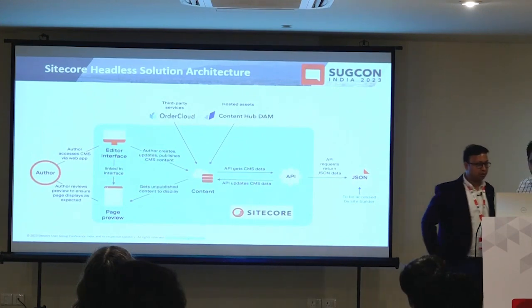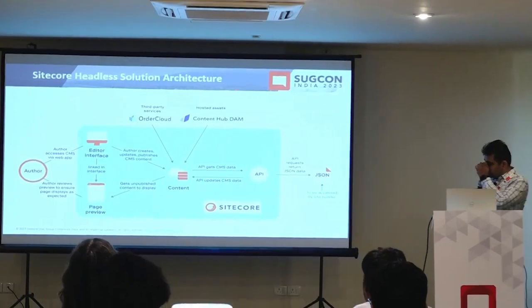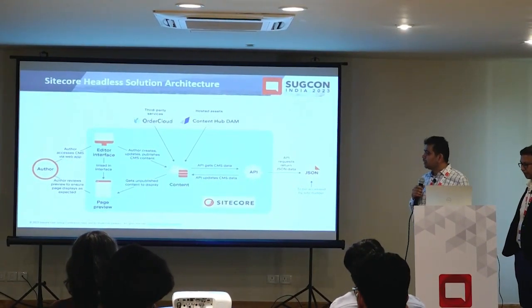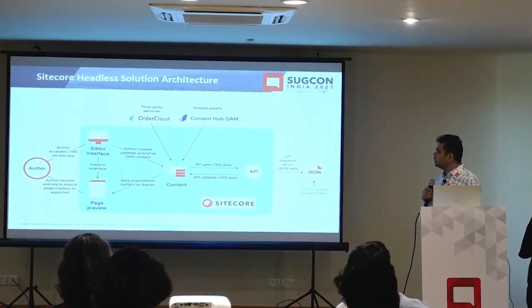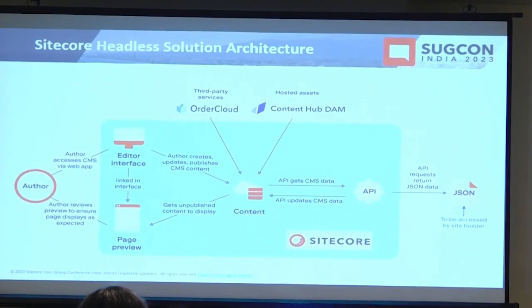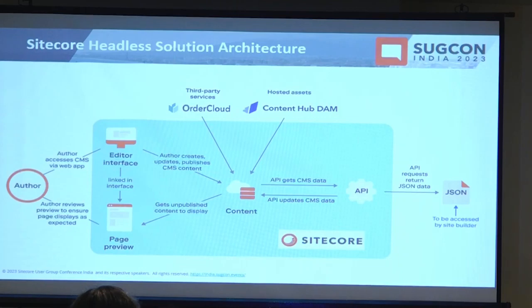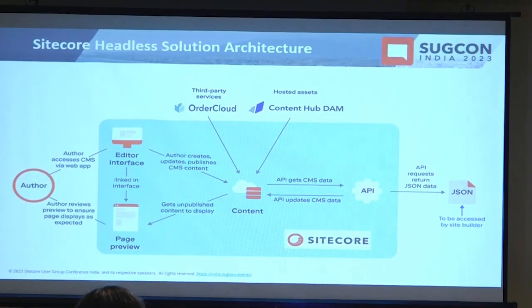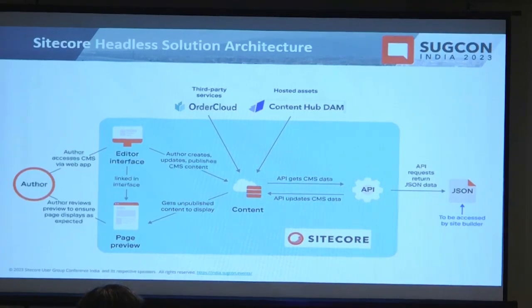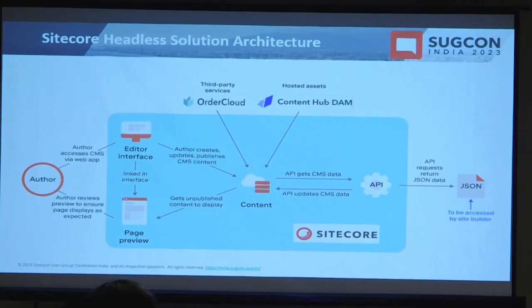So far we talked only about Sitecore as a CMS. Obviously we also talked about composability. Along with the Sitecore headless solution, Sitecore has other tools that you can integrate with your content management system, like third-party services such as Order Cloud or Content Hub DAM. Content Hub DAM can host all your assets. You can integrate with the Sitecore Media Library, and Order Cloud for any product-related integrations.